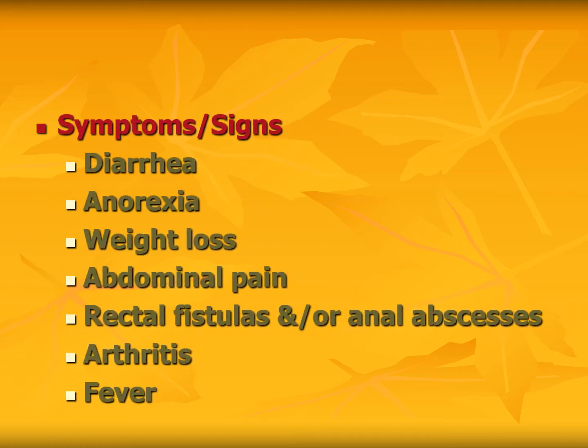Symptoms and signs include diarrhea that's typically non-bloody, anorexia, weight loss, abdominal pain, possible internal or external rectal fistulas and/or anal abscesses, fever, and arthritis. Again, the diarrhea is typically non-bloody. The abdominal pain is going to be mainly in the right lower quadrant, but there have been documented cases of it being in the left lower quadrant as well. On examination, there may be abdominal tenderness with the presence of a palpable mass.